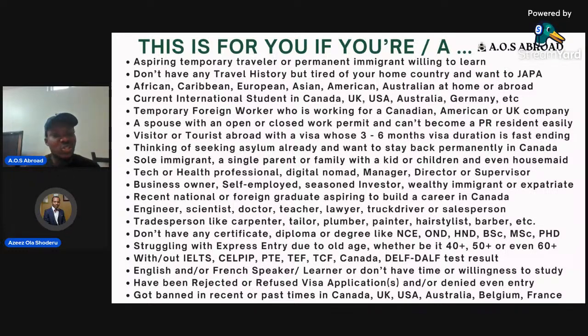If you are an English and or French speaker or learner, and you don't have time or willingness to study, then this is definitely for you. If you have been rejected or refused a visa application, or denied entry when you landed at Canadian airports, then this is for you. If you have been banned in recent years or past times in Canada, UK, US, Australia, Belgium, or France, then this is definitely for you.